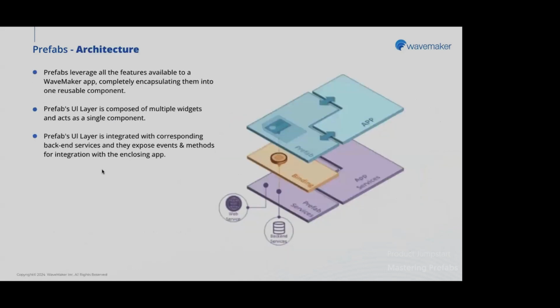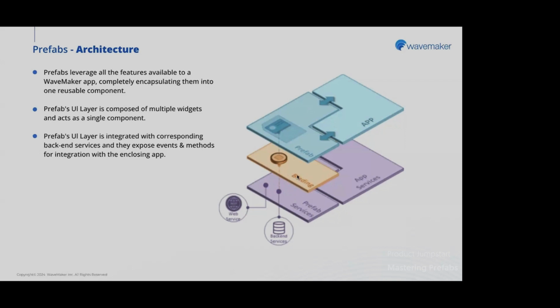Moving on to the second slide, where we will be talking about prefab architecture. Like any other web application development, prefab architecture is almost the same way. It has three layers involved. The first is the UI layer. The second is the binding layer. And third lies the service layer that represents any backend service that returns a data set.